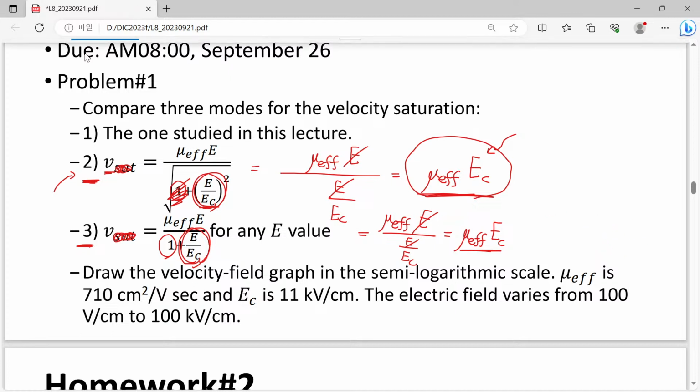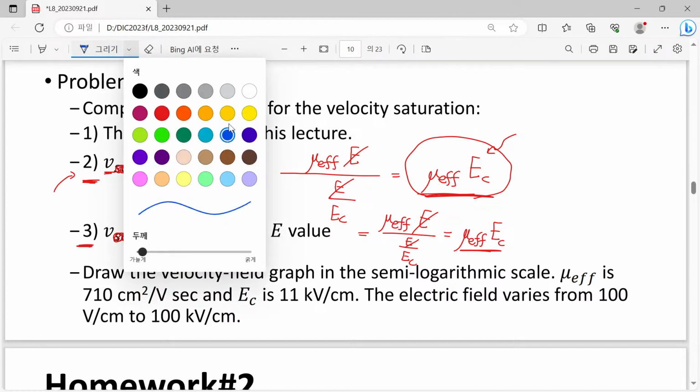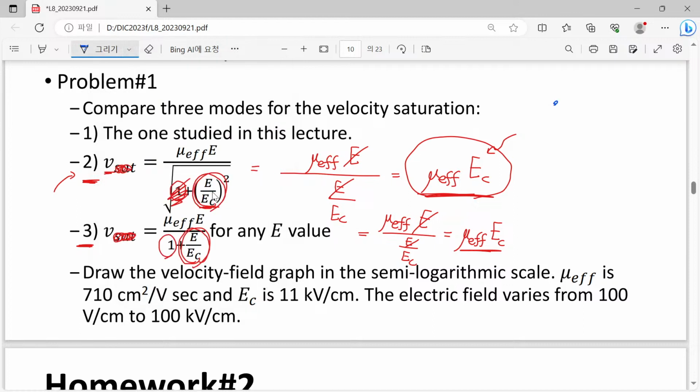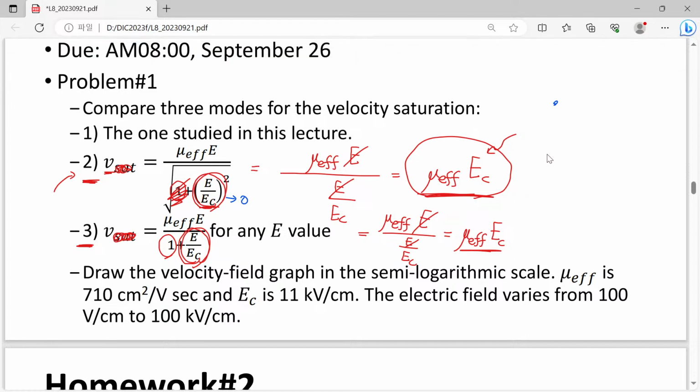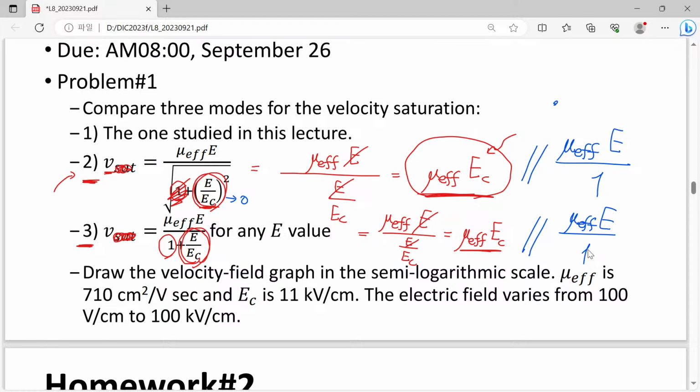And please consider the opposite extreme. How can we have the opposite extreme? In this case, we believe that this term is now approaching 0. So what will happen? In that case, we will just have mu effective E divided by 1. And how about this third one? That will give us also mu effective E divided by 1. So you can understand these two models predict the same thing in this extreme case.